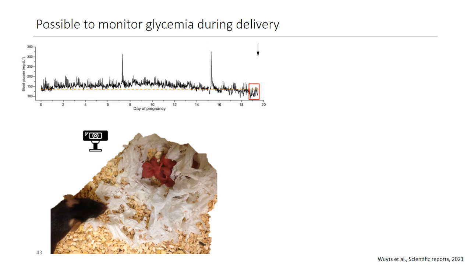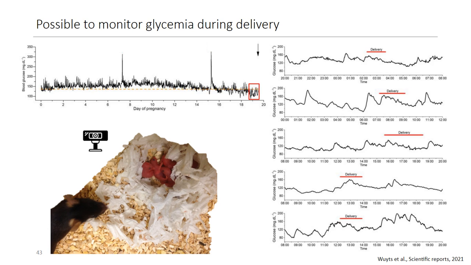Then I would like to end this presentation by talking about the end of the pregnancy. So that is the delivery of the pups. Because using the video monitoring and combining this with the continuous glucose monitoring, we could monitor for the very first time what happens during delivery. And so there are 5 example traces on the right side of the screen, where you in general can observe that the glucose values decrease during delivery.